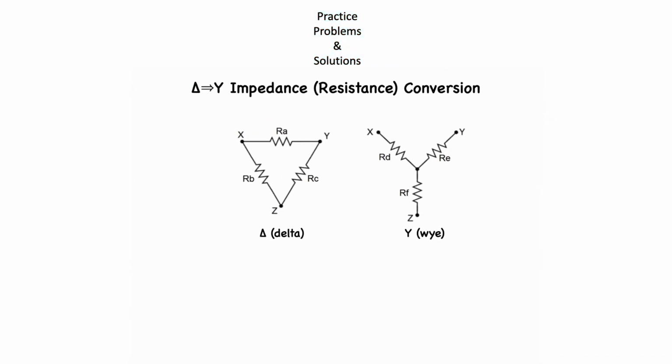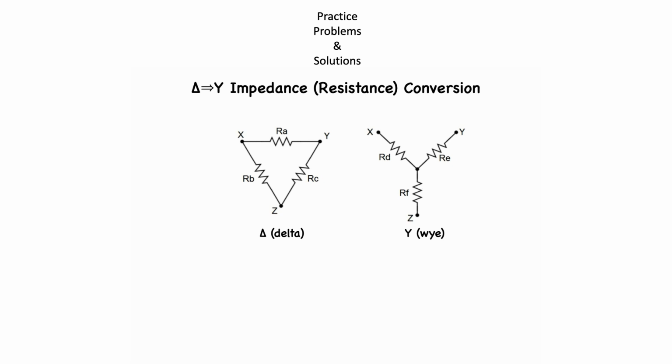For this problem, I want to look at the conversion of a couple of three-point networks, specifically the delta connected and Y connected three-terminal networks, and the conversion of one to the other. For this example, we will be looking at resistances in a three-point network. However, the same process can be used for passive impedances, inductances, and or capacitance, or any combination of these.